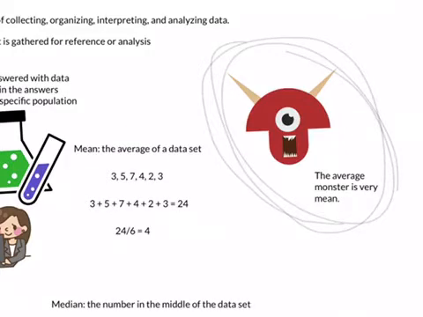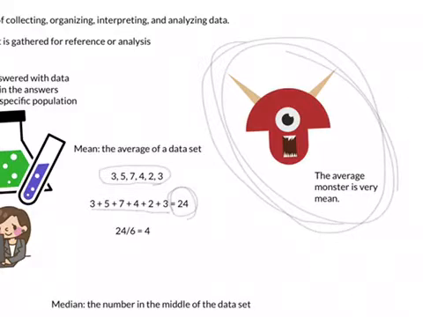So what we mean when we say mean is that we're finding the average of all of the numbers in the data that we collected. So if we look right here, say this is our data set. So we have 3, 5, 7, 4, 2, 3. Those are the numbers in our data set. So the first step in finding the mean or the average is to add all of those numbers together. So I do 3 plus 5 plus 7 plus 4 plus 2 plus 3, and I end up with 24.